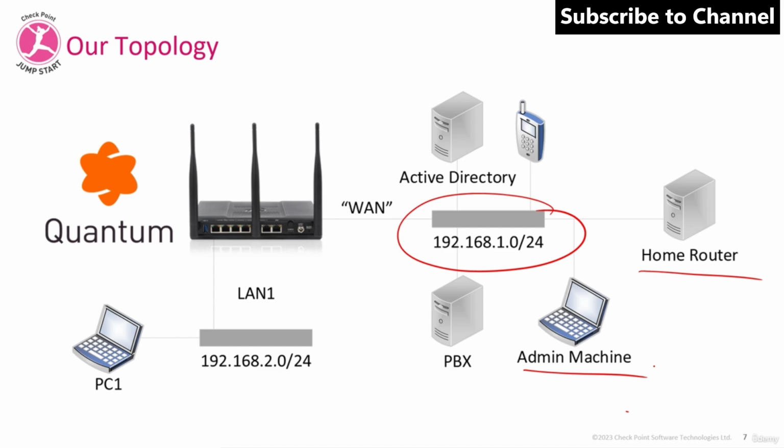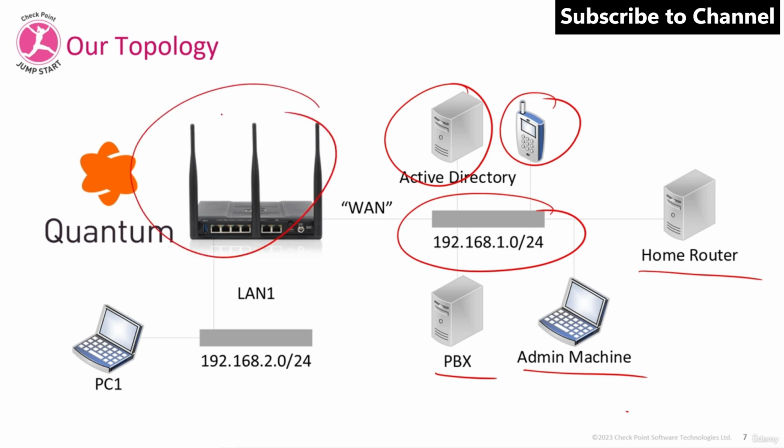On this network, I have my own PC, which I'm going to use to manage it all. That's going to be my admin machine. I have a PBX server, which will allow me to conduct voice over IP calls within my network. I have a VoIP phone on my network as well. I have an Active Directory server running Windows Server, so I'm going to use it to create users and then integrate it with my Quantum Spark, which is right here. I have a Quantum Spark device, and it also hosts its own private and protected network behind it with one PC.